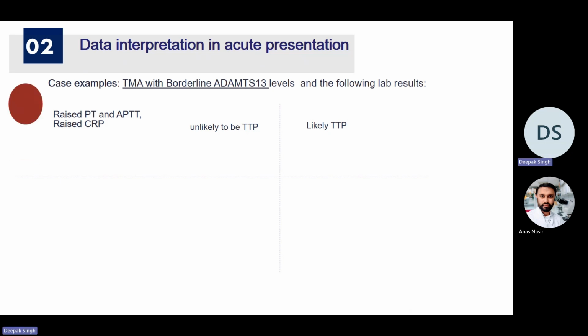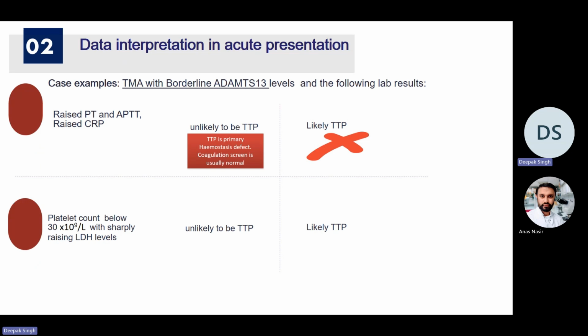The first thing you gaze upon is your coagulation screen. If this is raised, then you start thinking, is this likely to be TTP or not likely to be TTP? And the answer would be, because TTP is a primary hemostasis defect, it's unlikely to be TTP. And also the raised CRP is pointing towards an infection type condition. So the answer here would be that it's unlikely to be TTP, and you would exercise some sort of repeat criteria before you moved on.